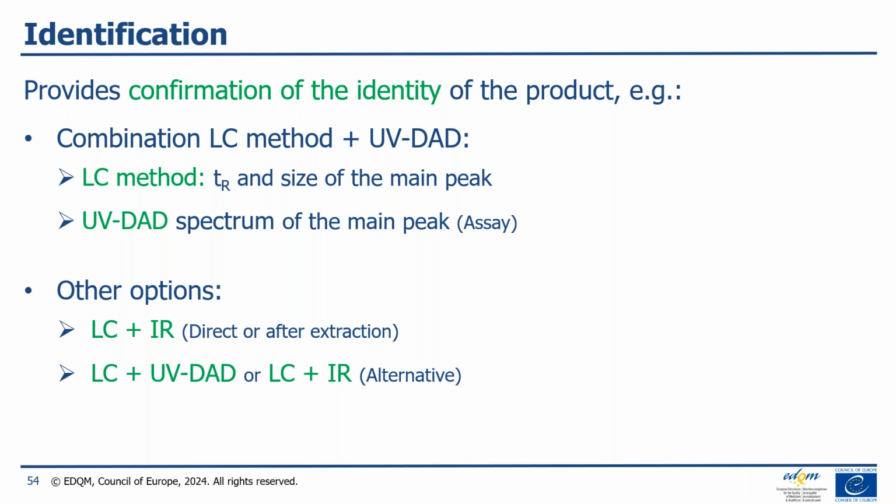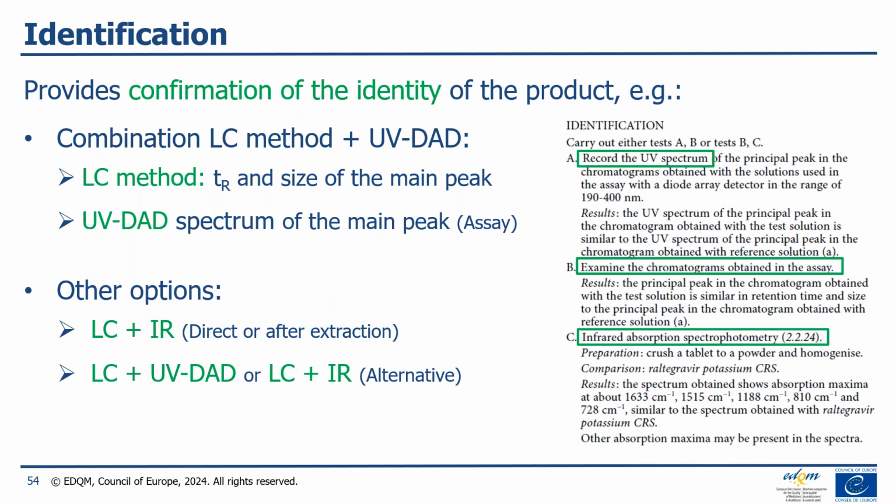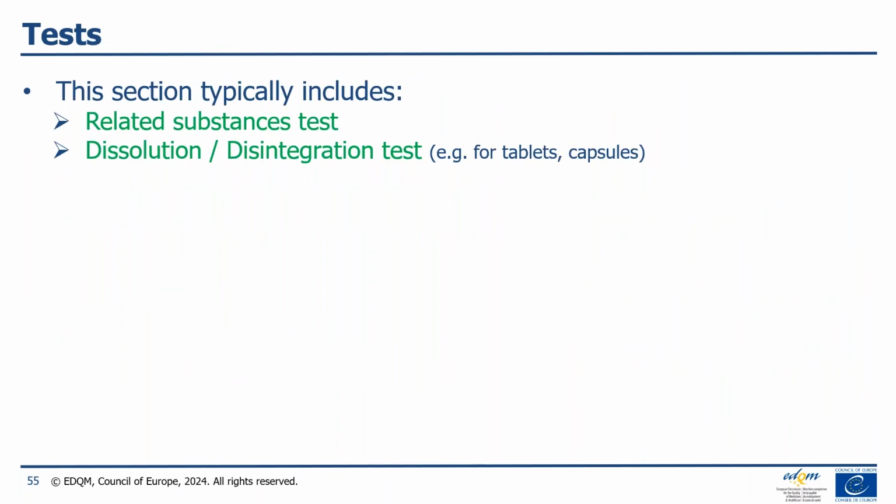Sometimes we have a combination of the liquid chromatography and infrared, or the alternatives can be given, as you can see on the examples, where the users are, for example, instructed to carry out tests A/B or test B/C, which would be a combination of the LC and UV spectrum, or LC with the infrared spectrophotometry. The test section of the medicinal product monographs typically includes related substances test and dissolution or disintegration test for tablets, capsules, and so on.